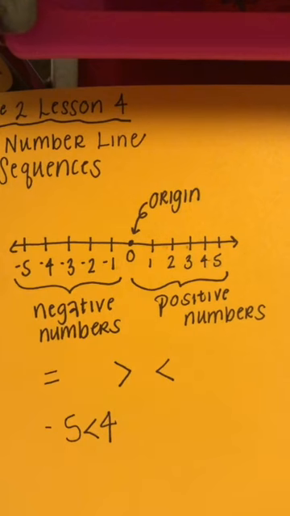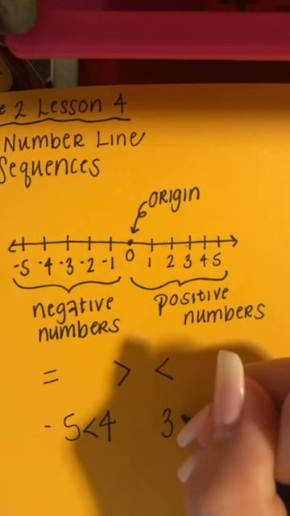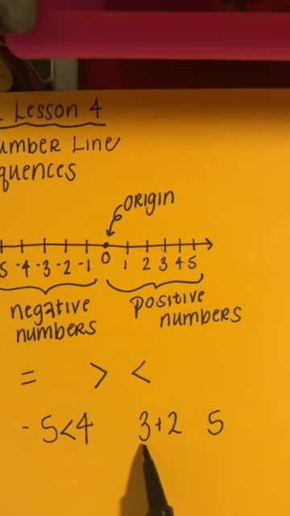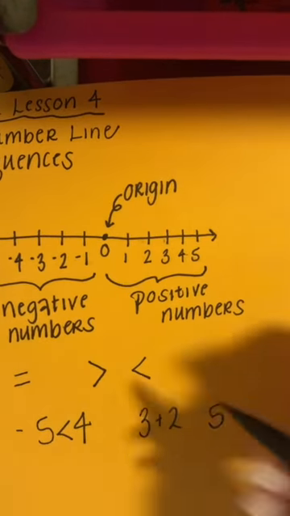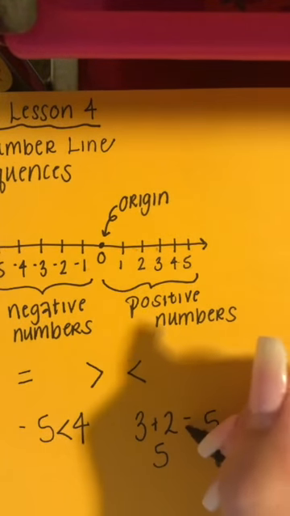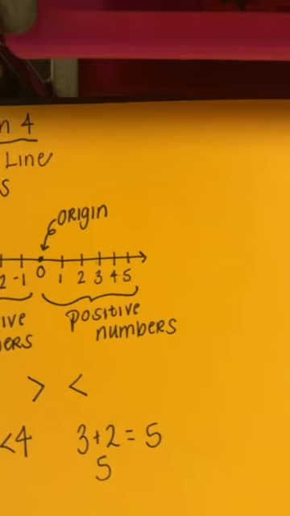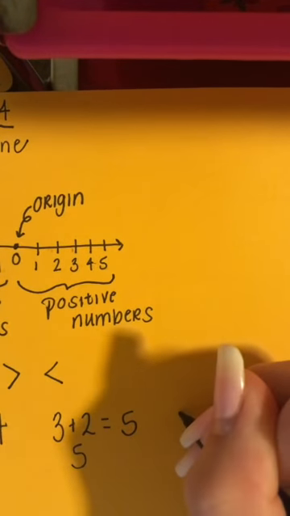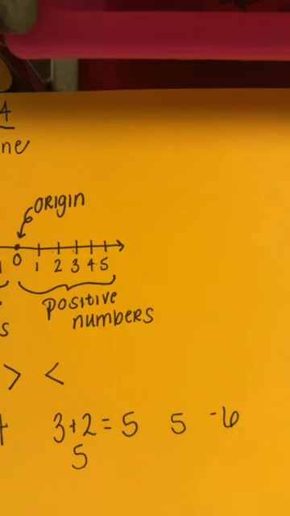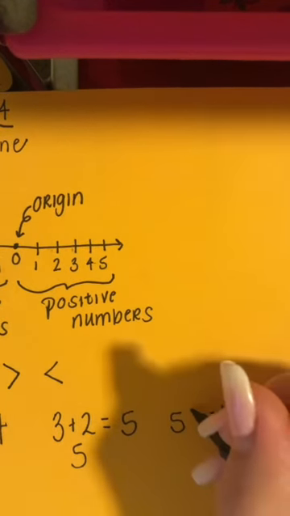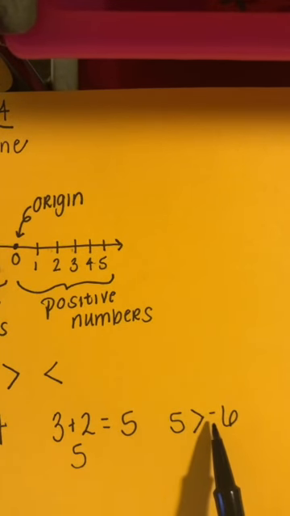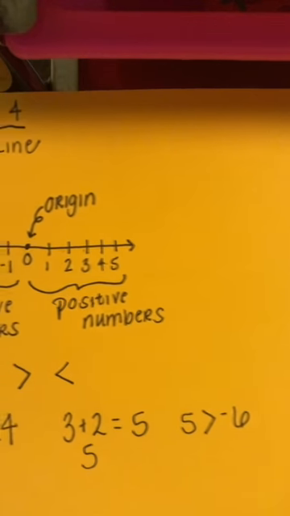The next one we have 3 plus 2, and we have 5. When you have this, you'll just want to solve for 3 plus 2, which will give you 5. So that gives you the answer that these are equal. And then the next one is 5 and -6. We know that 5 is greater than -6, so we will draw this symbol. And we can see that the point is pointing to the number that is less.